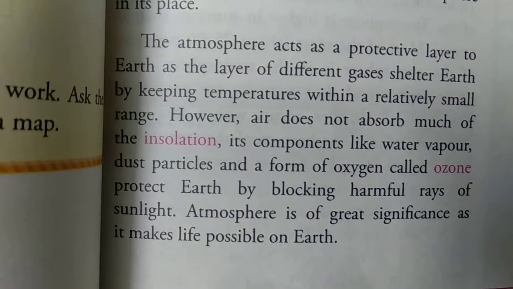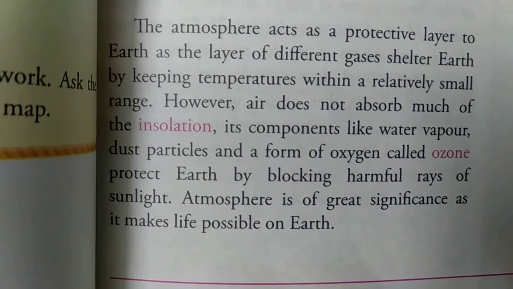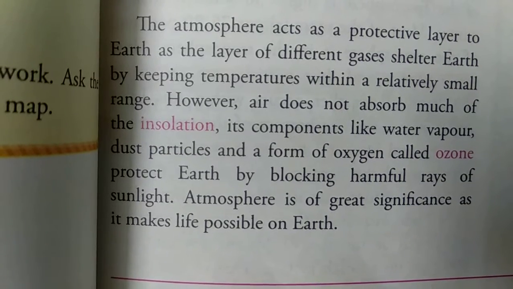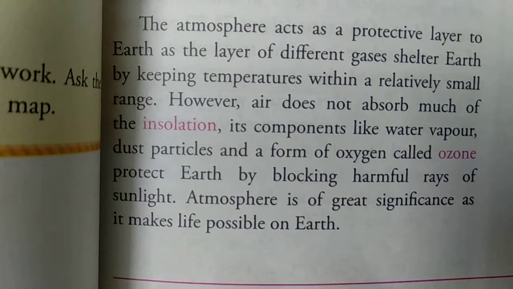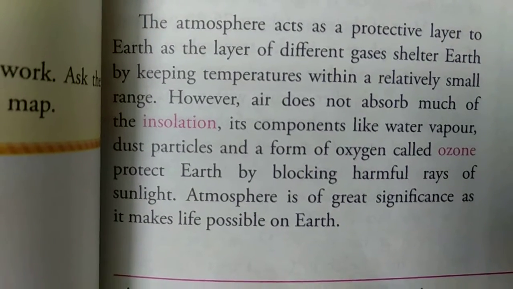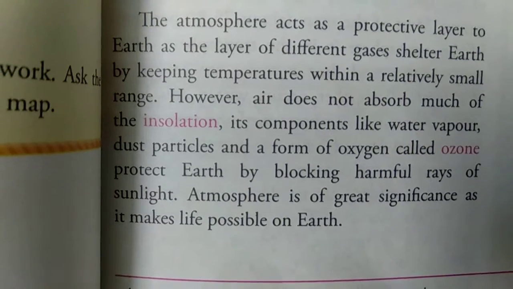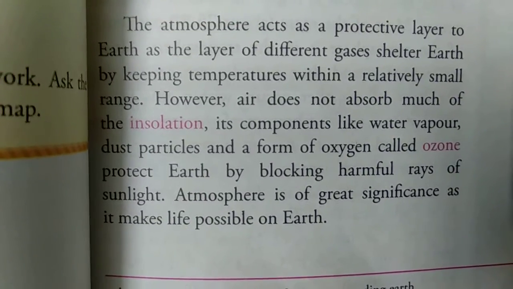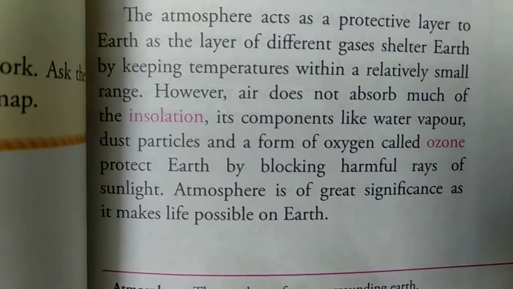Ozone protects the earth by blocking the harmful sun rays, which, as you can hear nowadays, is becoming thinner, or there is a hole in the ozone layer. That's why ultraviolet rays are destroying the earth. So this is that ozone layer which we talk about or you hear about.